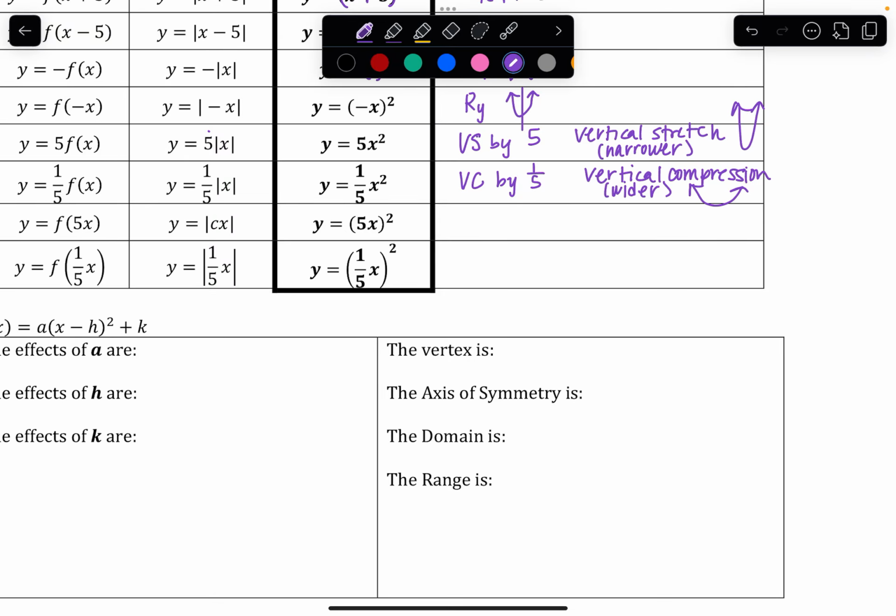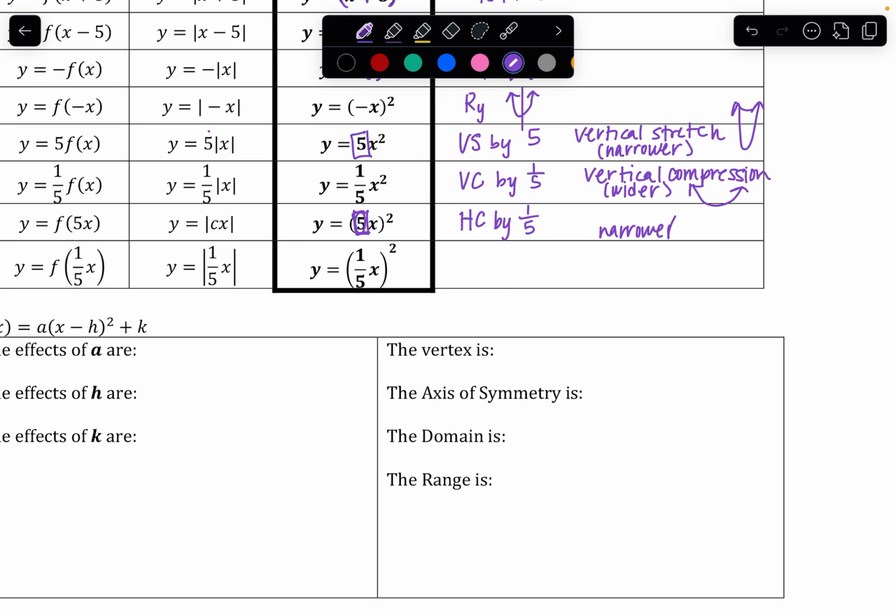Okay, and when your scale factor moves inside the parentheses, it's the opposite of what it looks like, and it's horizontal. So this is actually your horizontal compression by 1/5. And it would also result in a narrower graph. Okay, and so whether the 5 is inside or outside, it's gonna cause the graph to be narrower.